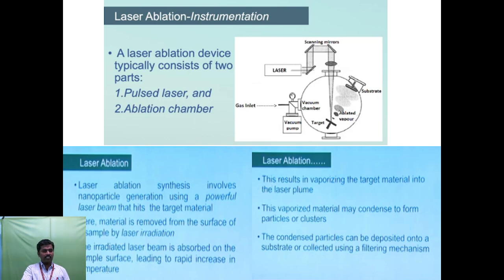by laser irradiation. The irradiated laser beam is absorbed on the sample surface, leading to a rapid increase in temperature. In laser ablation, this results in vaporization of the target material into a laser plume. This vaporized material may condense to form particles or clusters. The condensed particles can be deposited onto a substrate or collected using a filtering mechanism.